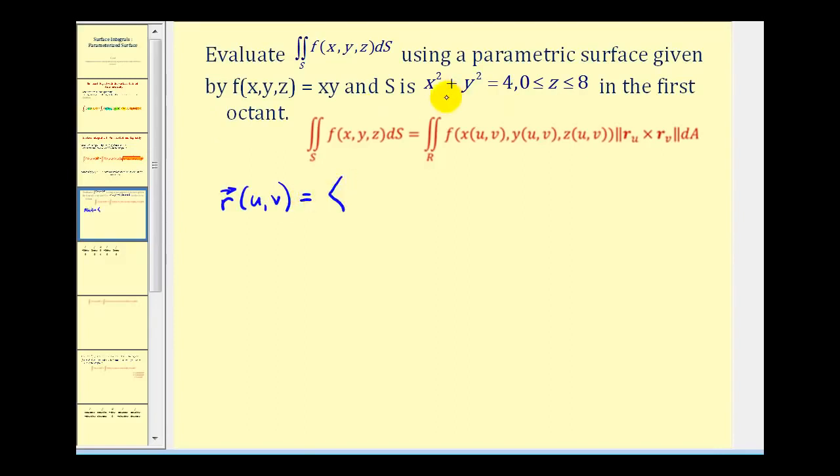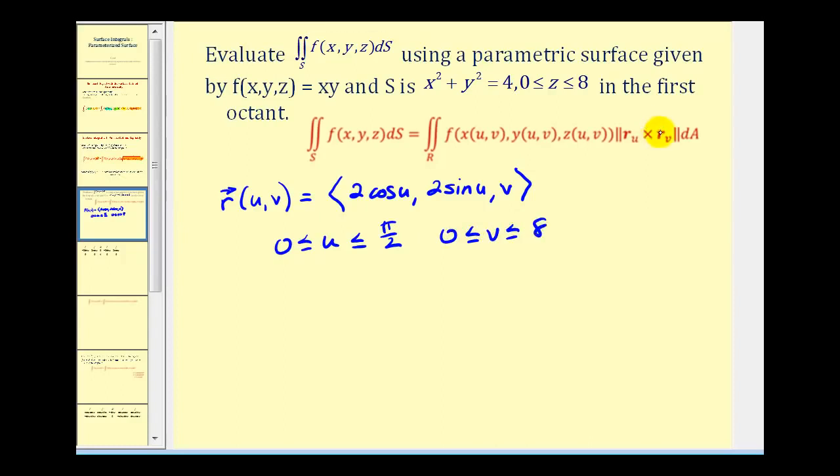Because this is a cylinder, we'll use cylindrical coordinates. So we'll let x equal 2 cosine u, y would be 2 sine u, and then z would just be v. And because we're in the first octant, u is going to be on the closed interval from 0 to pi over 2, and v will be on the closed interval from 0 to 8. So let's work on determining the magnitude of this cross product.